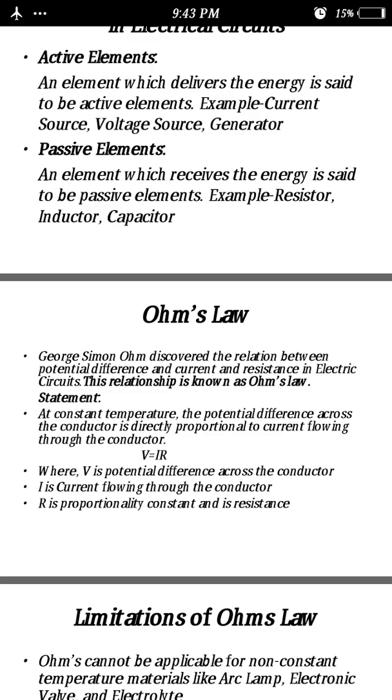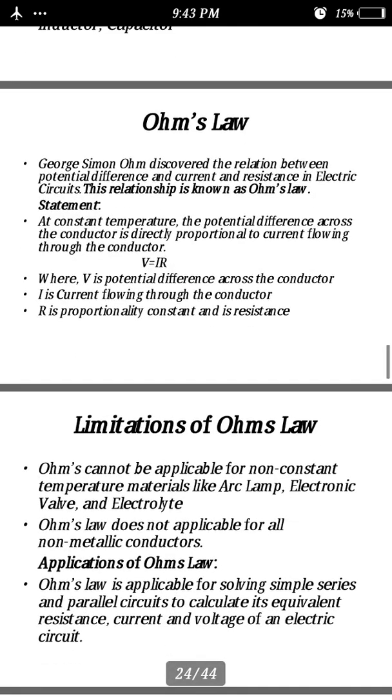So V is directly proportional to I, where V is the potential difference across the conductor, I is the current flowing through the conductor, and R is the proportionality constant which is called resistance.